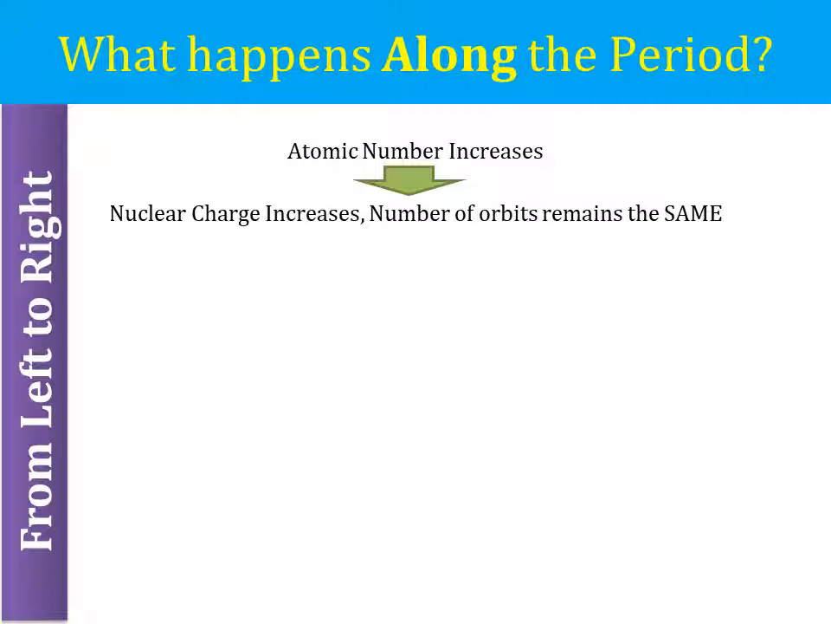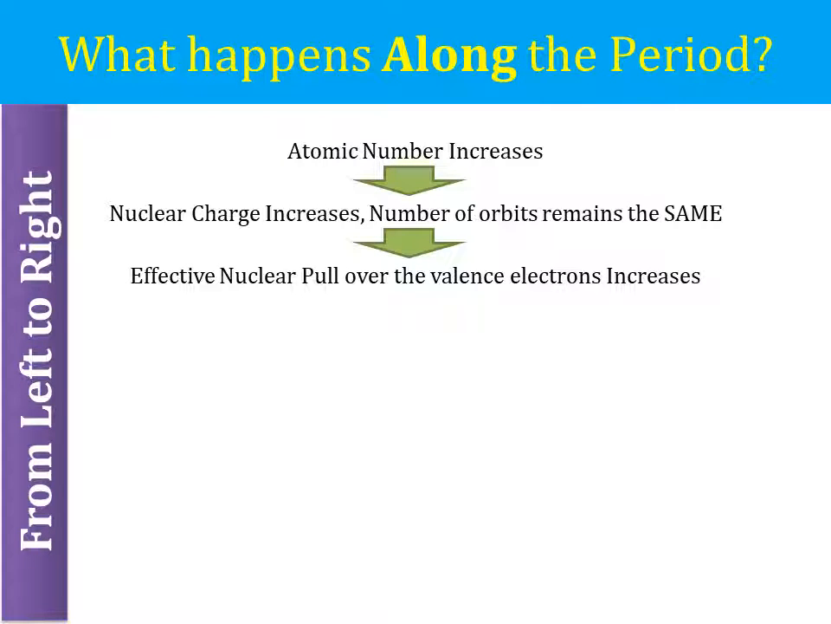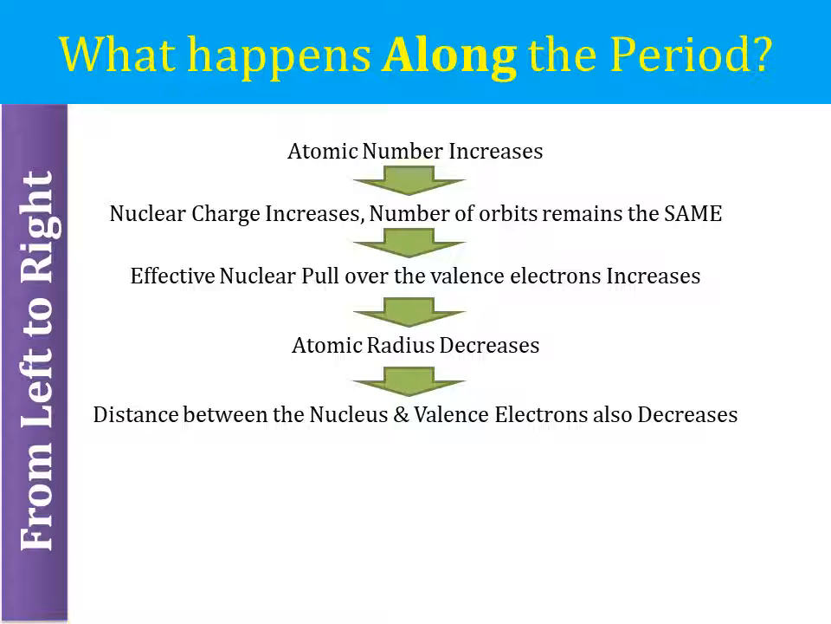Previously, for the groups, the number of orbits was increasing. But over here, the number of orbits remains the same. And if the number of orbits remains the same, with the increase in the nuclear charge, the effective nuclear pull on the valence electrons increases. And if that pull increases, then the atomic radius decreases. And if the atomic radius decreases, then the distance between the nucleus and valence electrons also decreases.